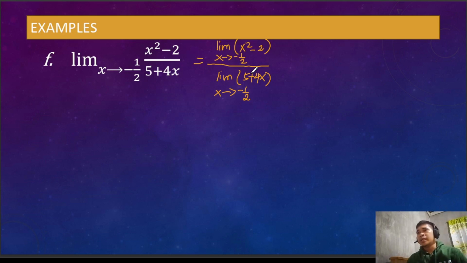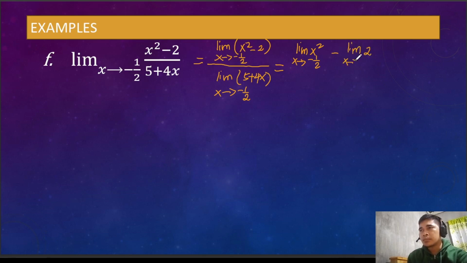So we break it down first. Then we break down the denominator. The numerator and denominator are expressions. So, x squared minus 2. We can now apply the limit theorem 1.2.2.1. So, limit of x squared as x approaches negative 1/2 minus limit of 2 as x approaches negative 1/2, all over, also for the denominator, we break it down: limit of 5 as x approaches negative 1/2 plus limit of 4x as x approaches negative 1/2.